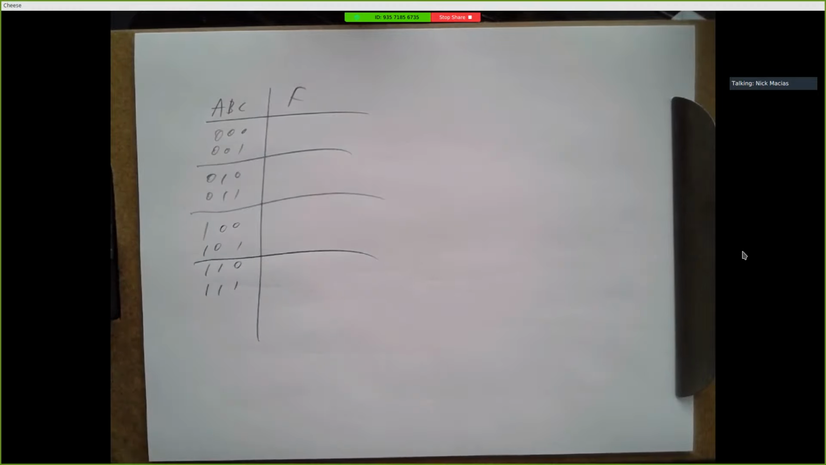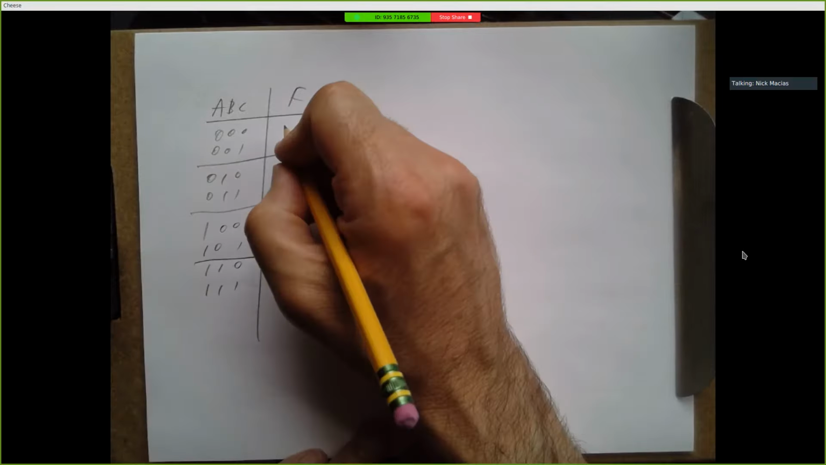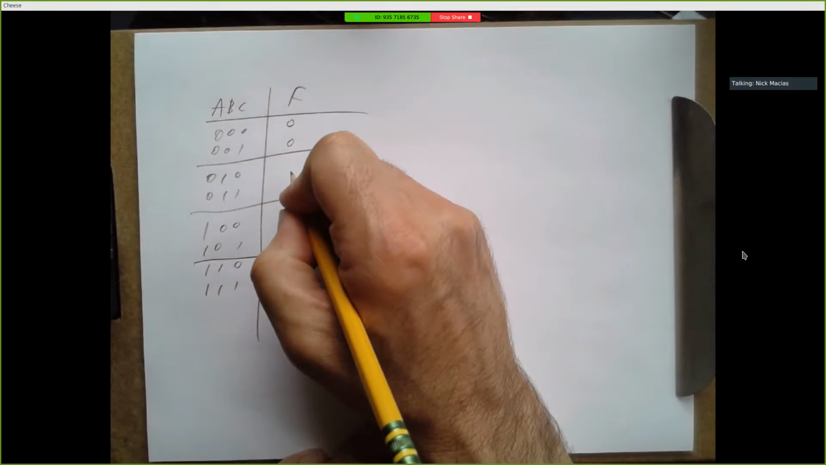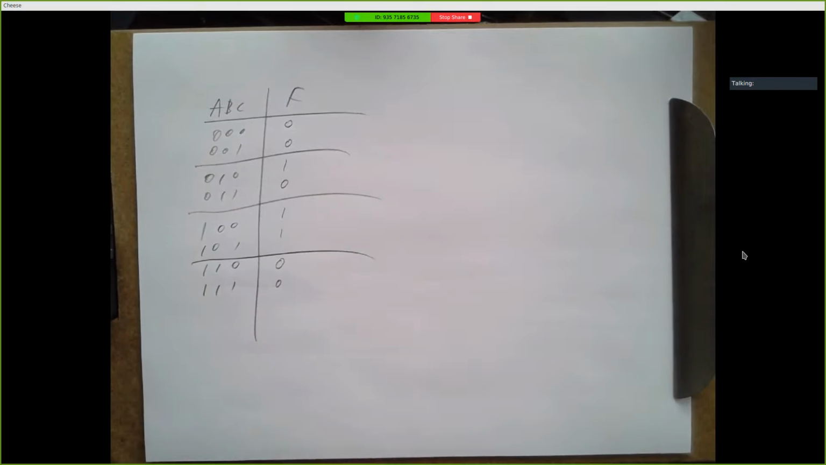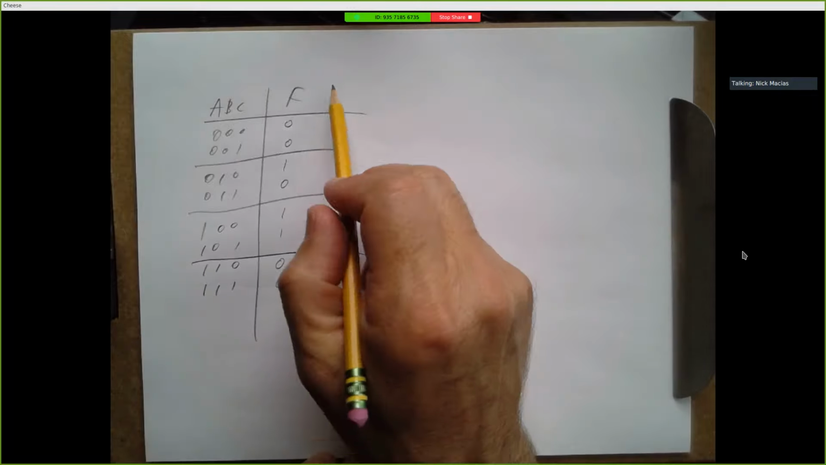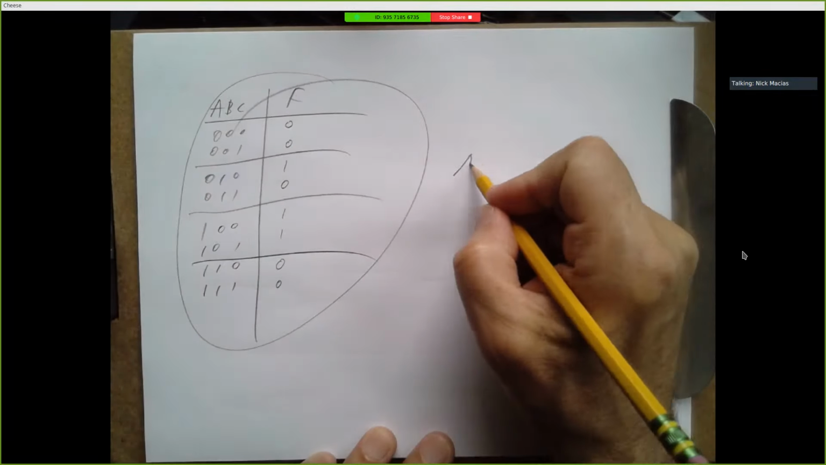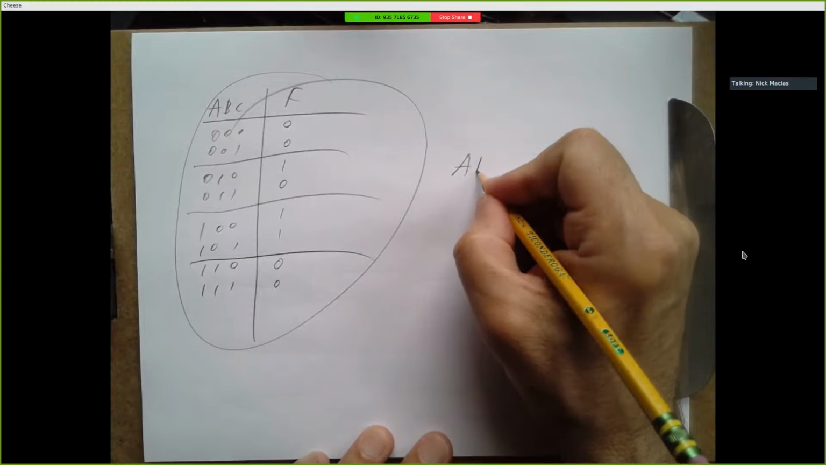So imagine a function of 3 variables, and you know, whatever your outputs might be. We can re-envision this truth table as a function of 2 variables, for example, just A and B.